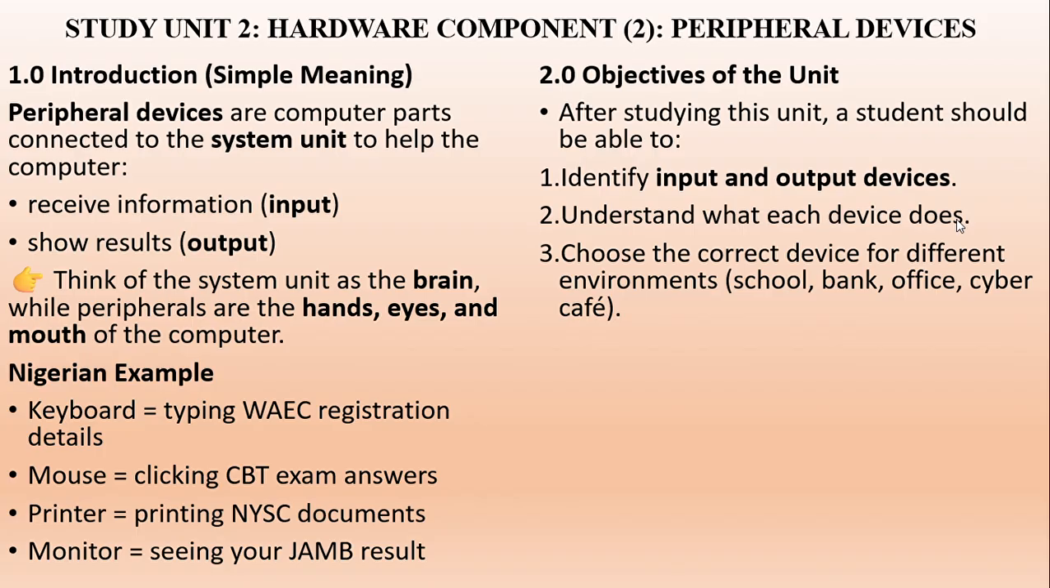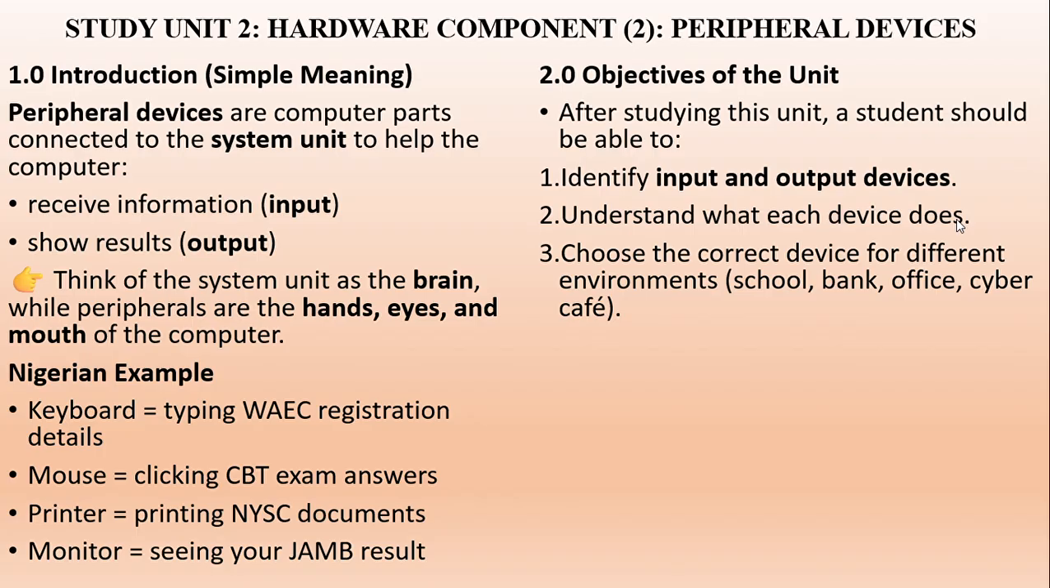to help the computer to receive information, which is the input, then to show results, which is the output. So the work of the peripheral devices is to help the computer to receive information, and at the same time to help the computer to show results. Why are they peripheral devices?